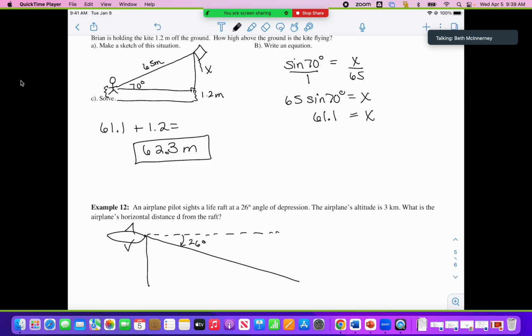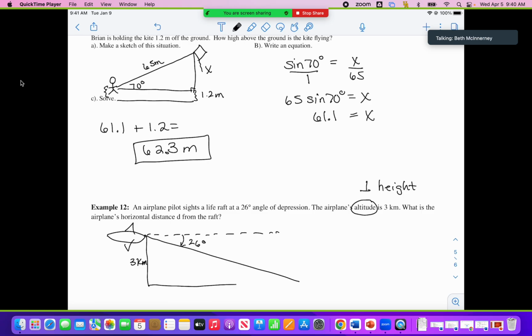Now, the airplane's altitude is 3 kilometers. You're supposed to remember from geometry, what does altitude mean? It has a special meaning. Say it again. I'm hearing a little something, but I couldn't hear it. It's what kind of height? It's perpendicular, right? So, I'm just refreshing your memory, anytime you see the word altitude, that's a perpendicular height. Do you remember the perpendicular symbol? So, the airplane's altitude is 3 kilometers.